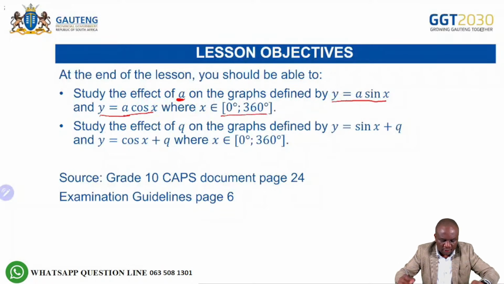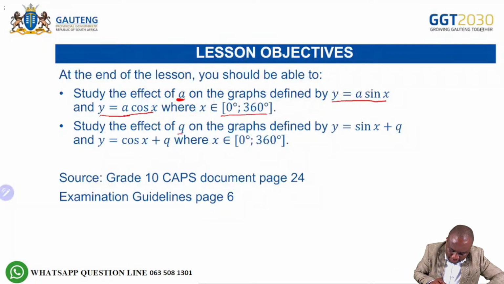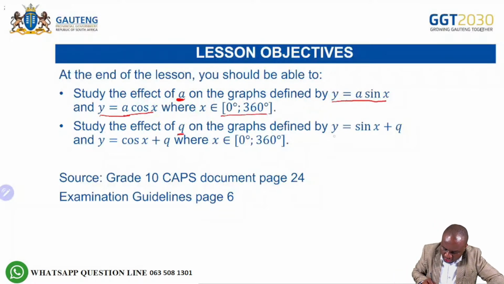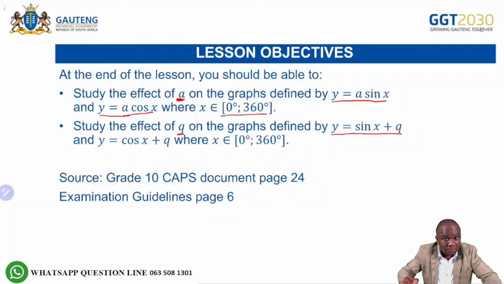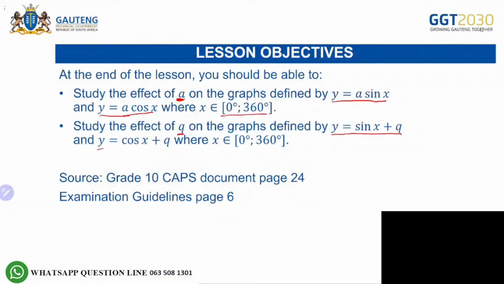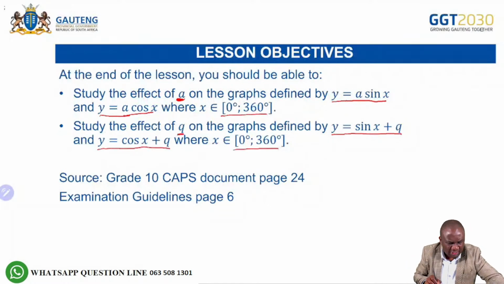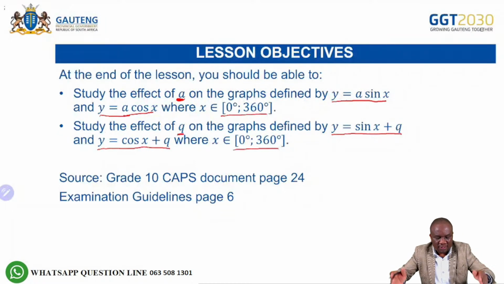The other one, we're going to study the effect of Q on the graphs defined by y is equal to sine x plus q and y is equal to cos x plus q for this domain when x is from 0 to 360 degrees. Remember we said we're dealing with this domain from 0 to 360 degrees. Definitely at the end of this lesson, you will be understanding the effect of Q. Right. That's what we want to learn today.